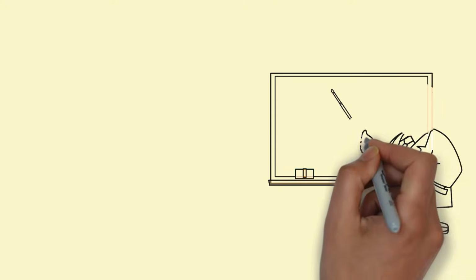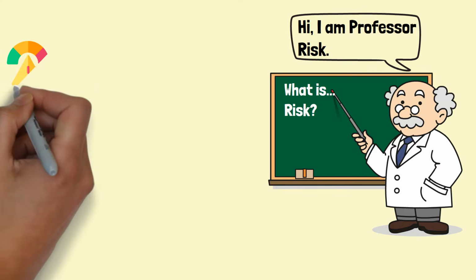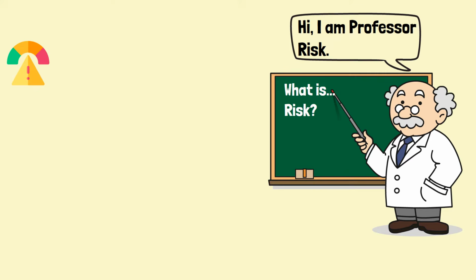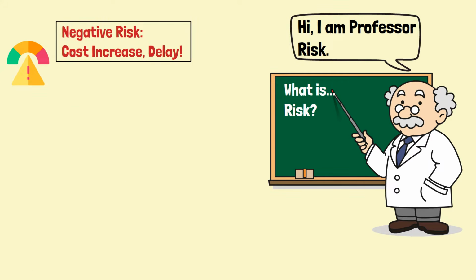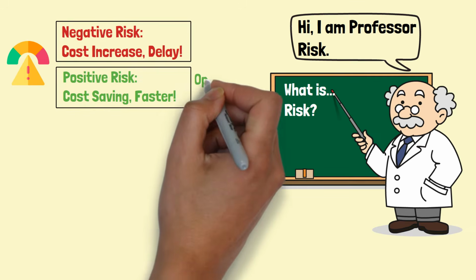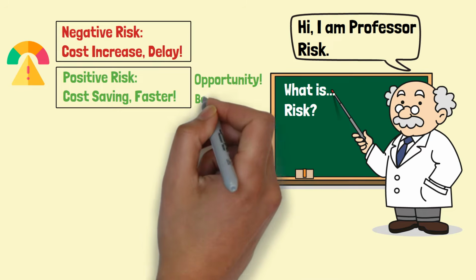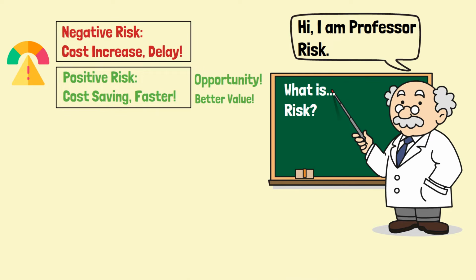By the way, let's have a proper definition of risk. Risk can be defined as future event that, if it occurs, will affect the goal either negatively or positively. A positive risk is also known as opportunity. If we materialize an opportunity, it will enhance the value of your task.